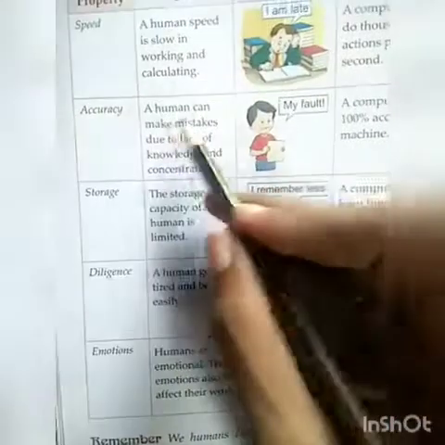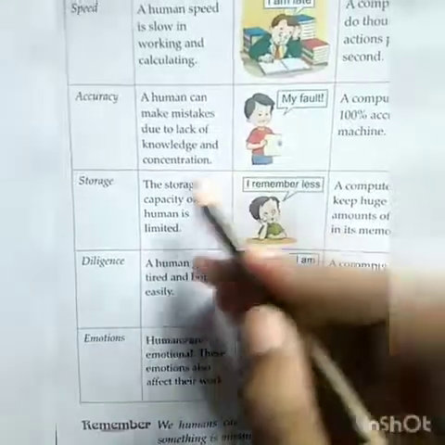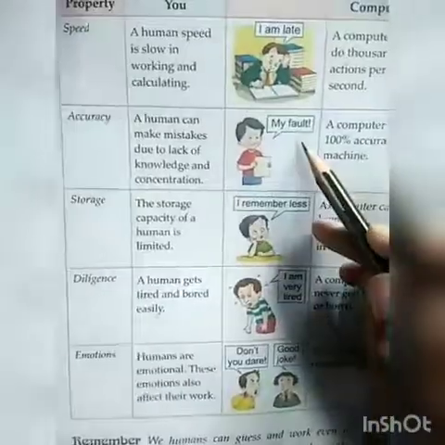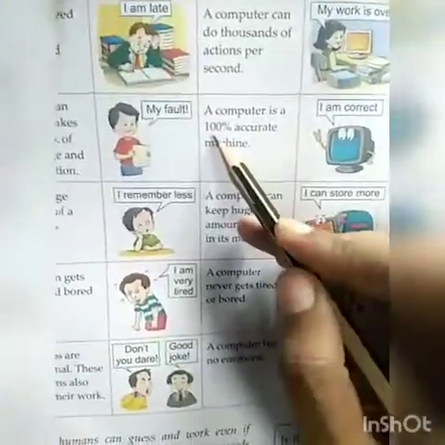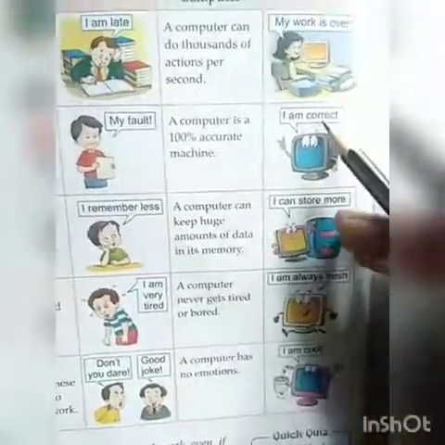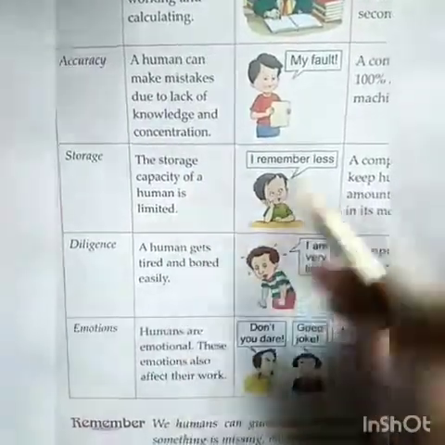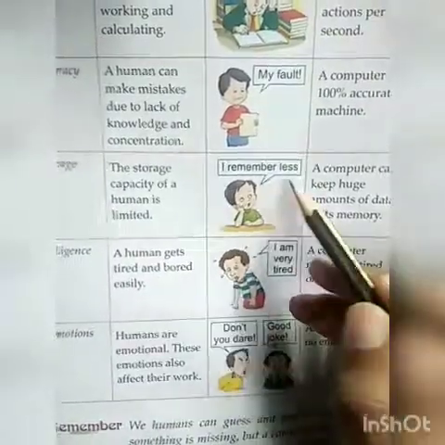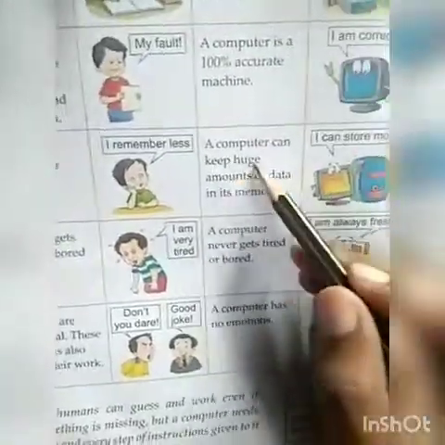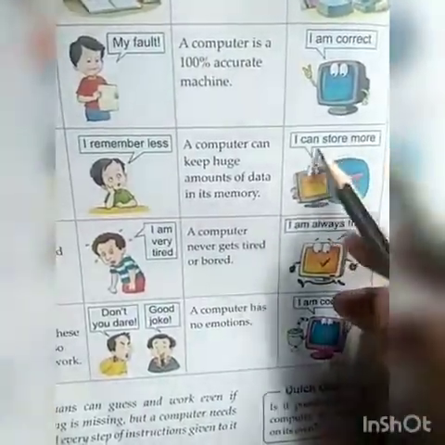Next, accuracy. A human can make mistakes due to lack of knowledge and concentration. So it can be at fault. A computer is a 100% accurate machine. Computer says, I am correct. Storage. The storage capacity of a human is limited. Usually people say, I remember less. A computer can keep huge amounts of data in its memory. Here we can see, I can store more.